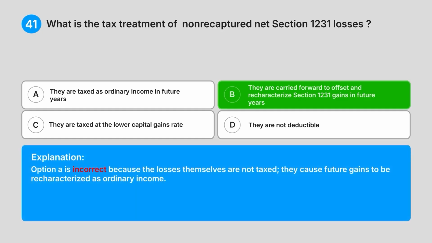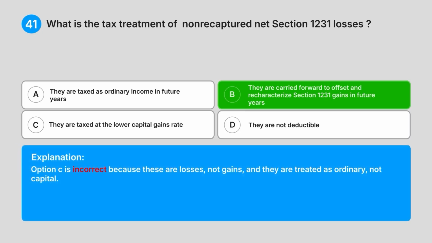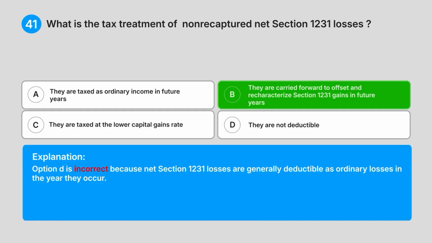Option A is incorrect because the losses themselves are not taxed. They cause future gains to be recharacterized as ordinary income. Option C is incorrect because these are losses, not gains, and they are treated as ordinary, not capital. Option D is incorrect because net Section 1231 losses are generally deductible as ordinary losses in the year they occur.